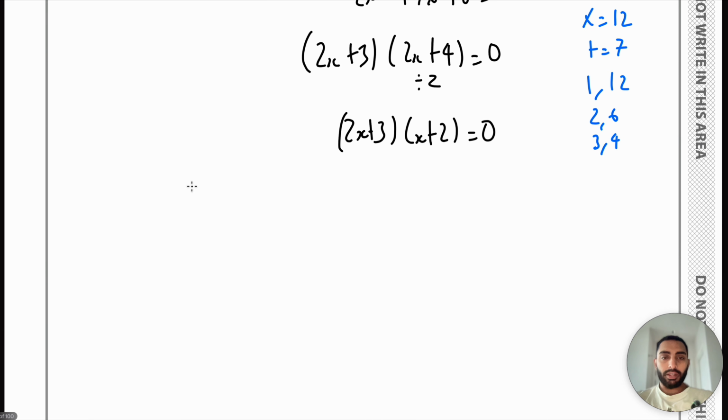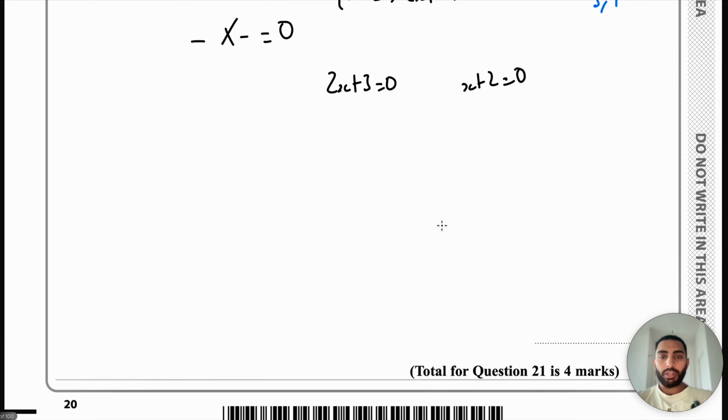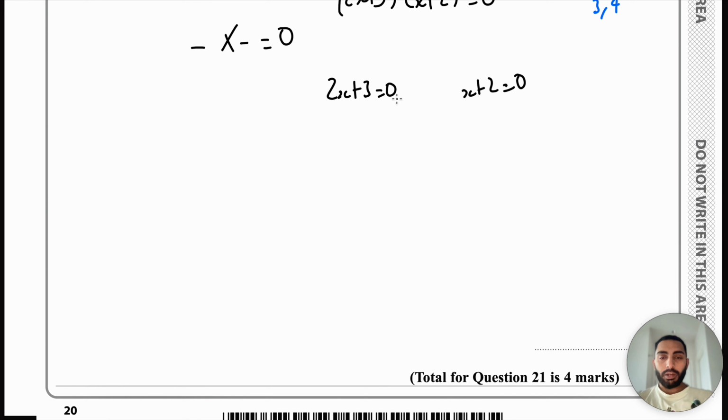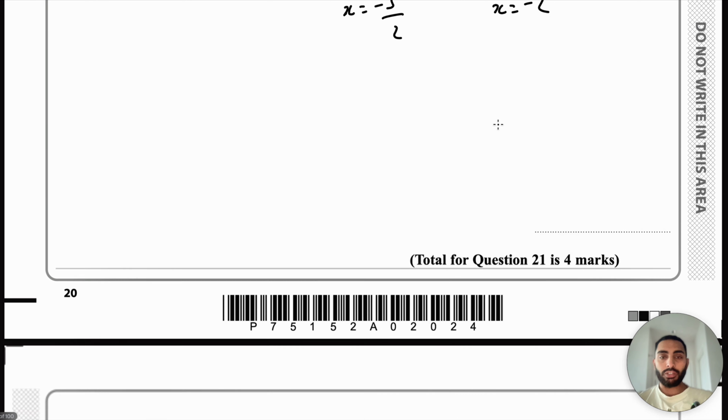I just have two things that are being multiplied by each other that equal 0. So that's telling me one of these will be equal to 0. So I'm going to make this equal to 0, 2x plus 3 equals 0, and this equal to 0, x plus 2 equals 0. Solving this one, it becomes negative 3, and dividing by 2, x would equal negative 3 over 2, and for this one, x would equal negative 2. So those are our two solutions.